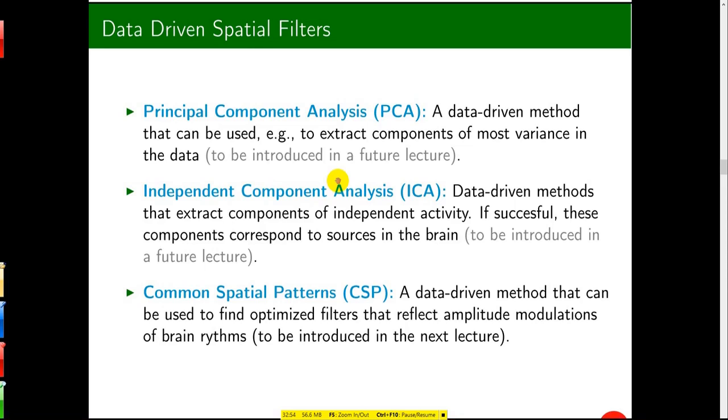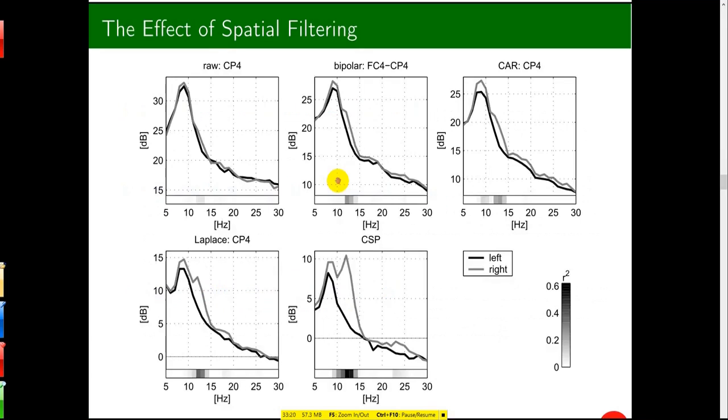Common spatial patterns is a supervised learning method, a data-driven method that tries to find optimal filters. However, it uses labels of two classes, so it's supervised learning.